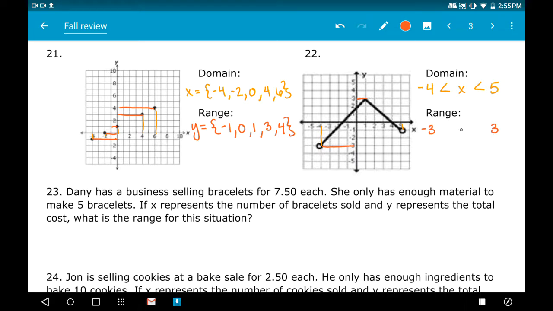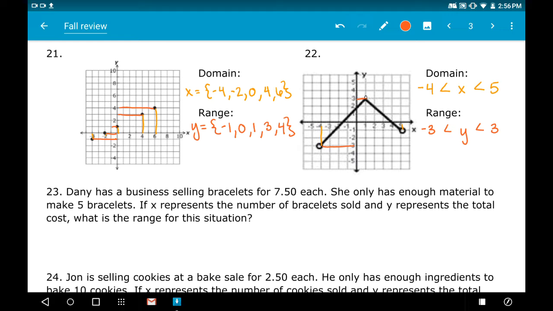Now range is y, so we put a y in the middle. The signs are still facing this direction. So now we just need to figure out, do we need the equal to line underneath the inequality or not? So down here, this one is an open circle, and there is no point at -3. So this one will stay without the line.